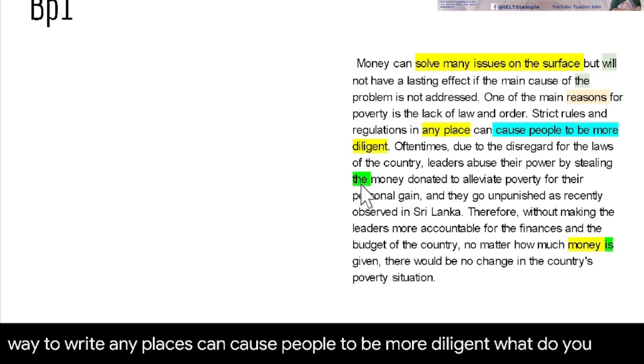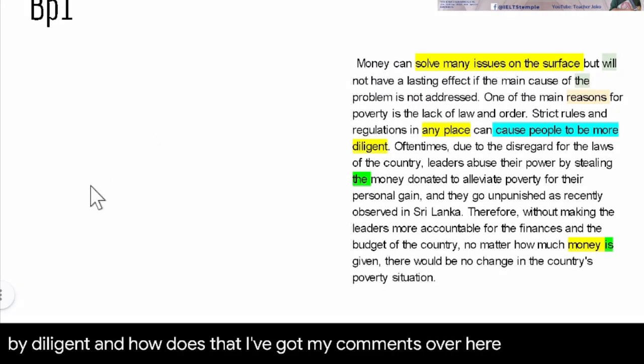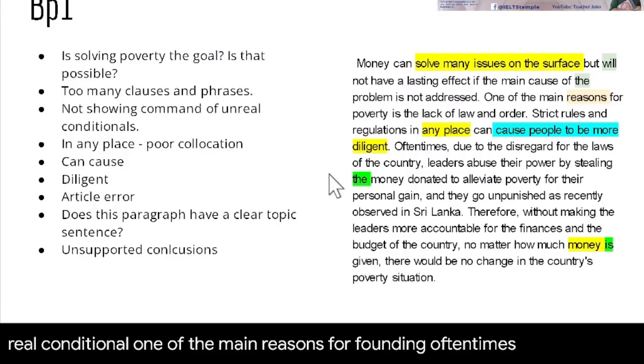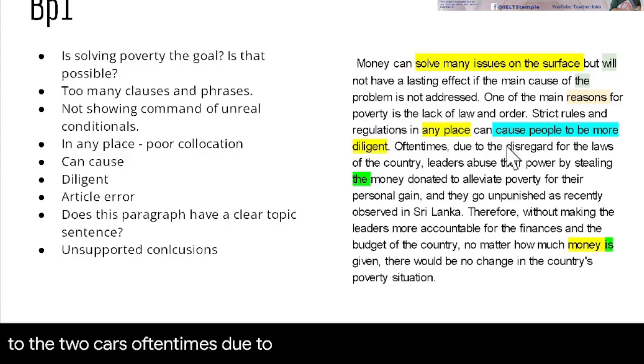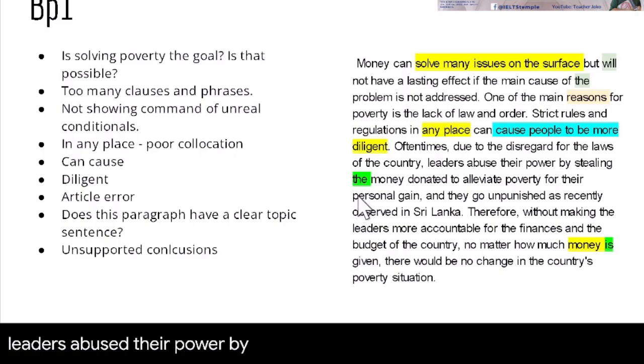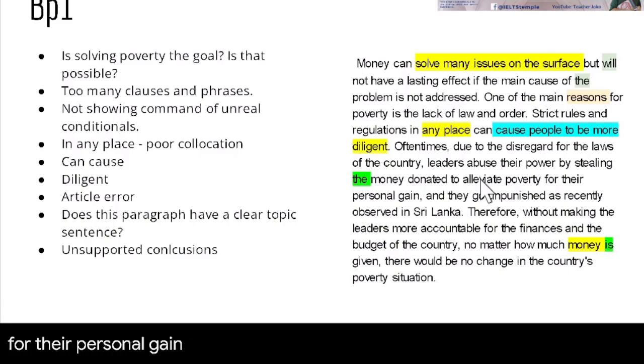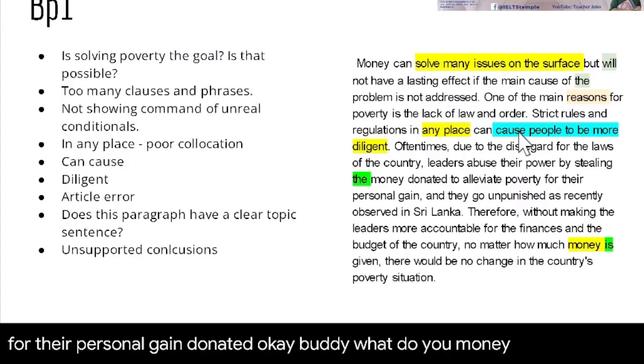What do you mean by diligent? And how does that, anyway, I've got my comments over here. Huh? Click, click, click. There we go. Can cause? Or they do cause. Oftentimes, due to the disregard for the laws of the country, leaders abuse their power by stealing the money donated to alleviate poverty for their personal gain. Donated? Okay. Money, money, money. And they go unpunished, as recently observed in Sri Lanka.